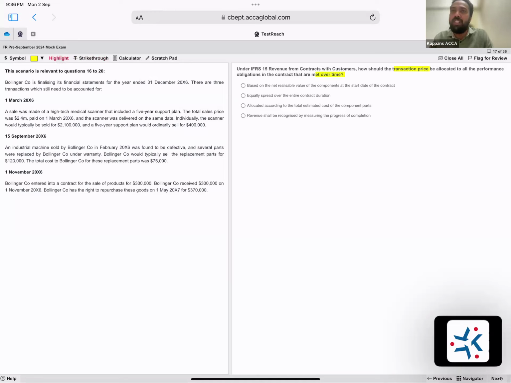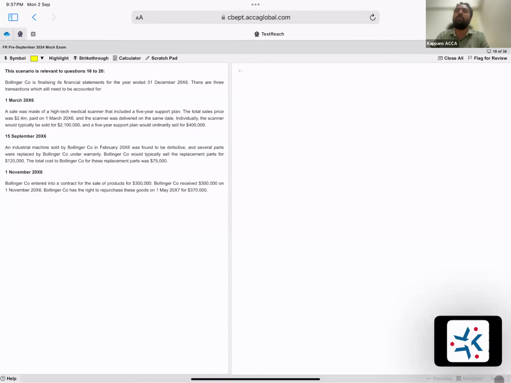Let's see what are the options given in the question. Based on the NRV of components at the start of the contract, equally spread over the entire contract duration, allocated according to the total estimated cost of component parts. Revenue shall be recognized by measuring progress of completion. That is the answer. If 10% is complete, then 10% of revenue should be recorded. If 70% is completed, then 70% of revenue should be recorded. It is based on the percentage of completion.